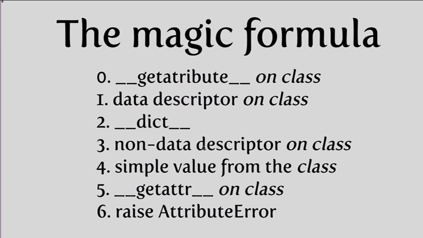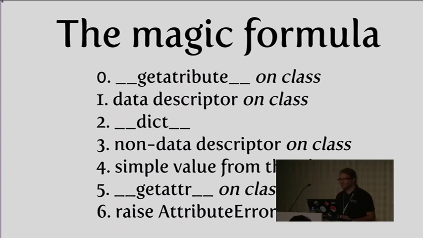After that, you check if the descriptor is non-data. If that's the case, then you call that. If it's not a descriptor at all, if it doesn't have the dunder __get__ method, then you just return it directly. So if on the class I have some value, like a class attribute, a constant, for example, it's just returned directly. After that, you fall back to __getattr__, and if that is also not there, then AttributeError is raised.